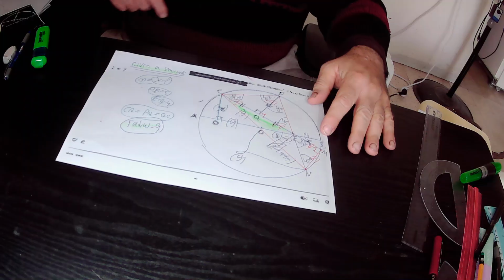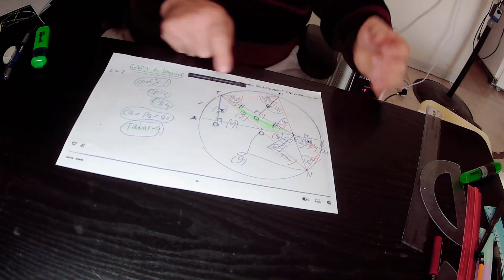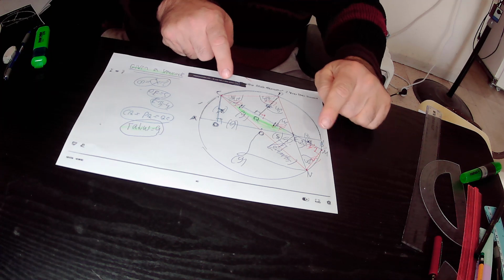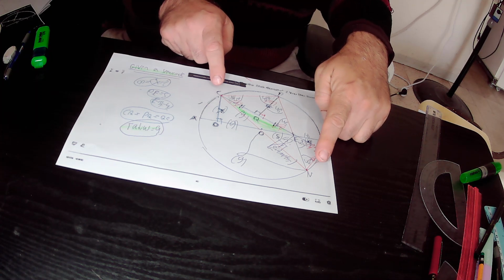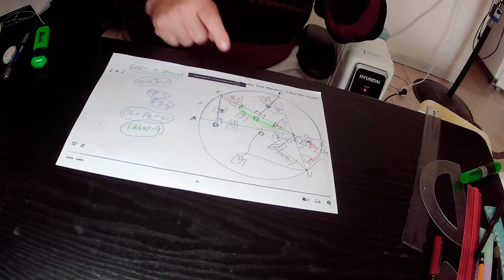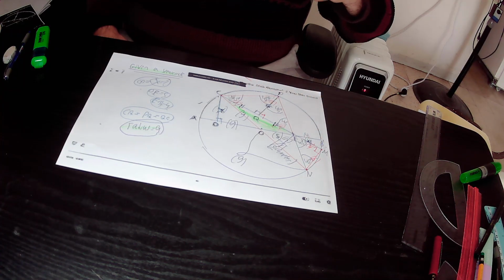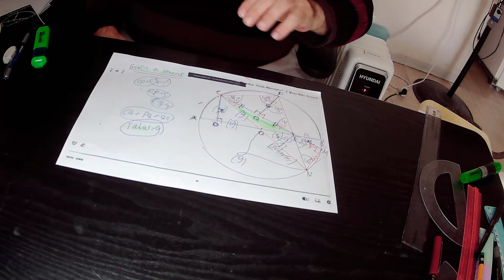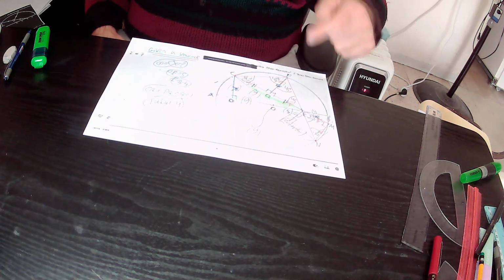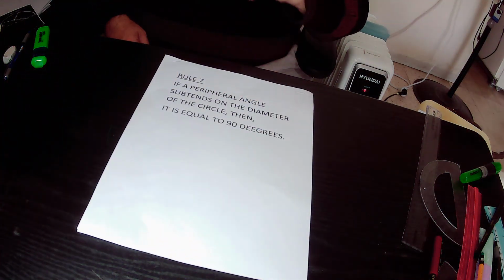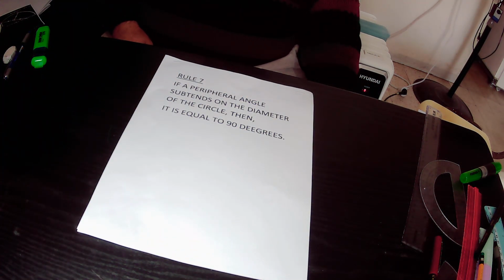In our drawing we have angle CPN equal to 90 degrees. Therefore, angle CPN must subtend the diameter of the circle. Angle CPN subtends chord CN, and therefore chord CN must be the diameter of the circle according to rule 5. Chord CN is the diameter of the circle. This is angle CMN. Angle CMN subtends the diameter of the circle, that is CN. Therefore, angle CMN must be equal to 90 degrees according to rule 7. Rule 7 is the converse of rule 5. Let's click on rule 7. According to rule 7, if an angle subtends the diameter of the circle, then it is equal to 90 degrees.